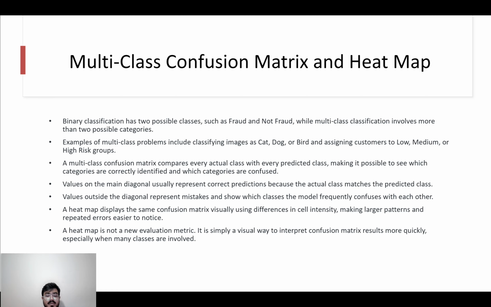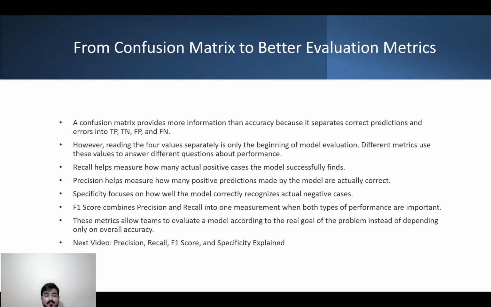Now that we understand how confusion matrices work for both binary and multi-class problems, let's see how they lead to even more powerful evaluation metrics. Throughout this presentation we have learned that the confusion matrix provides much more information than accuracy alone. Instead of giving us only an overall score, it separates every prediction into true positive, true negative, false positive, and false negative. However, the confusion matrix is only the starting point of model evaluation.